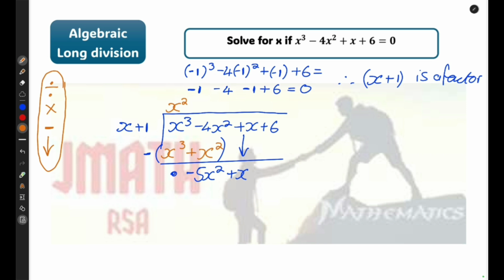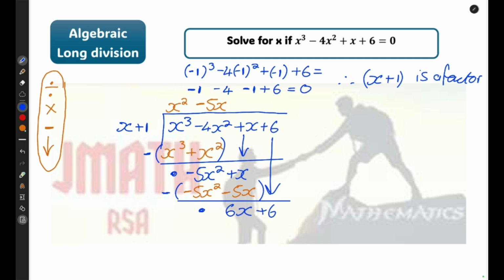Now I restart the set of operations. So I'm going to again say, what is minus 5x squared divided by x? Okay, that would give me minus 5x. Now I'm going to multiply. Minus 5x times x gives me minus 5x squared. Minus 5x times 1 gives me minus 5x. Okay, now I can minus again. Minus 5 minus minus 5 gives me 0. And then 1x minus minus 5 gives me 6x. Now bring down the 6.